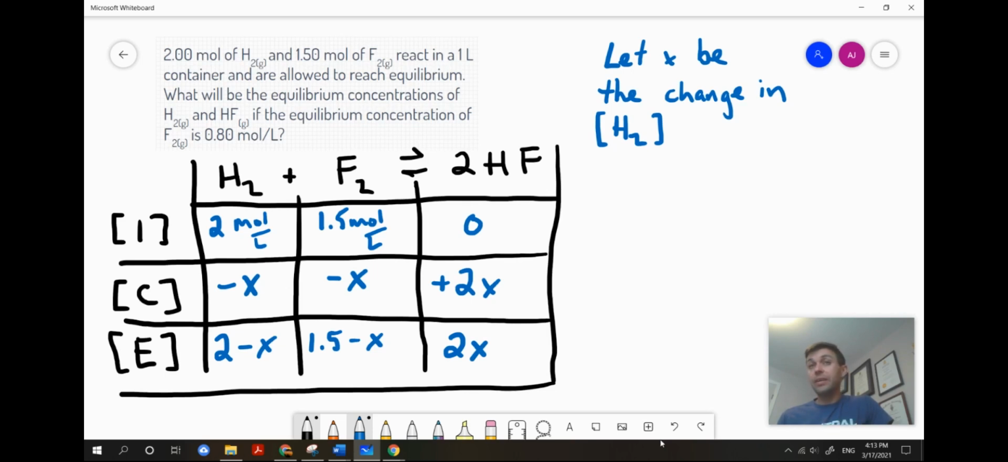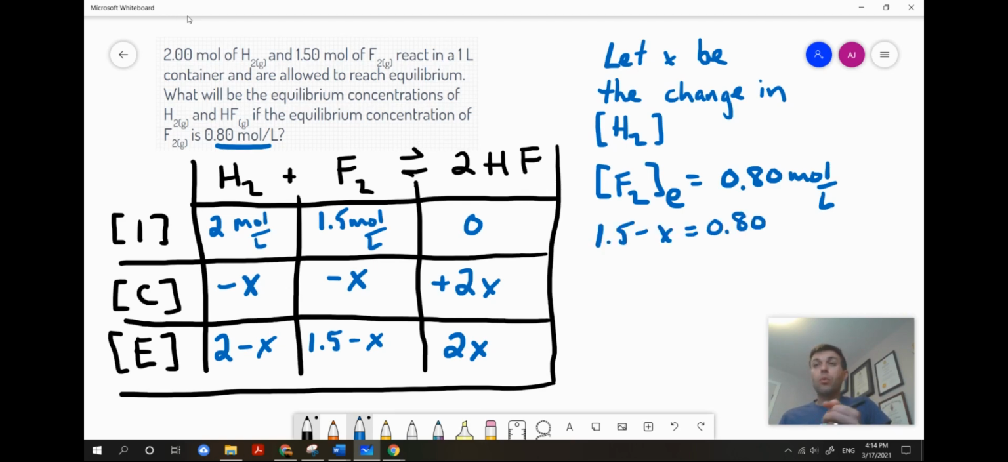Now that I've filled in my ice table, I'm going to use the final piece of information to solve for x. We're given in the question that the equilibrium concentration of fluorine gas is 0.8 moles per liter. We determined through the ice table that the equilibrium concentration of fluorine gas is equal to 1.5 minus x. Therefore, 1.5 minus x is equal to 0.8. x is equal to 0.7.